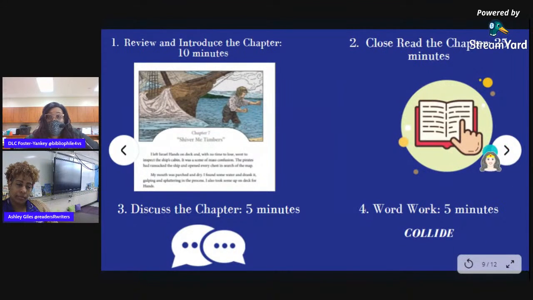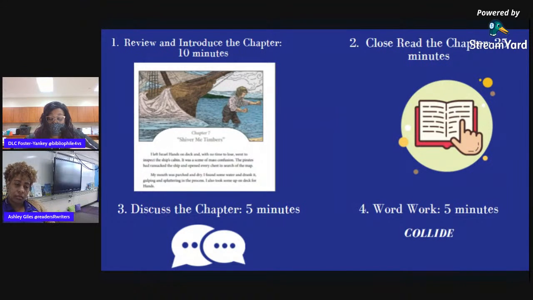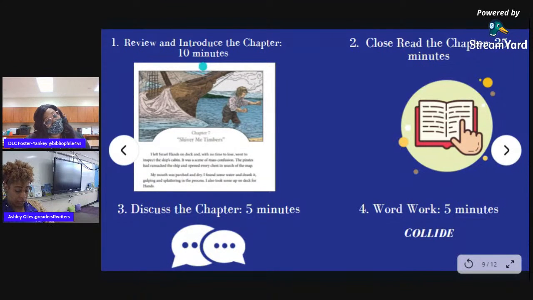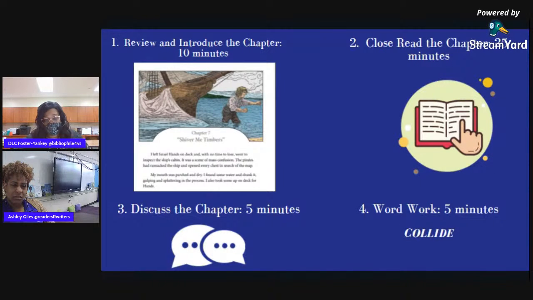All right, so we're going to begin for 5 minutes. There's a check for understanding where students summarize chapter 6, the plan, and they move on to introduce the chapter for 5 minutes. Basically, the teacher follows the same routine. The teacher tells students they're going to read chapter 7.